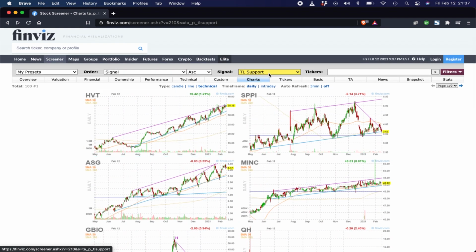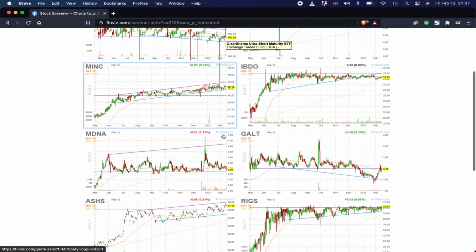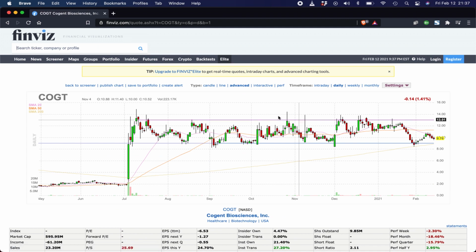Now let's go through horizontal support and resistance. So this is fairly similar to the range bound stocks where you can see the support lines and the resistance lines that are being drawn. So this is a classic example again. So you can see the horizontal resistance line at the top, horizontal support line at the bottom. The Finviz chart already populates this line for you, so you don't have to manually draw this.